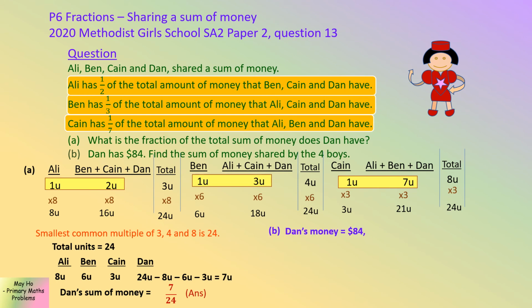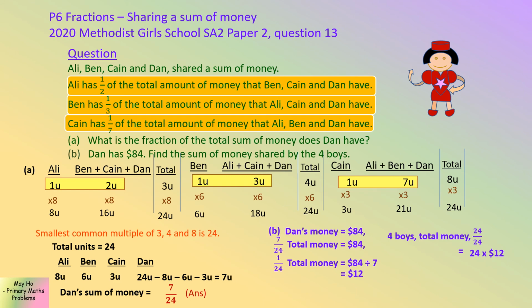Let's look at part B. Now part B, as we know that Dan's money equals to 84. That means 7 out of 24 of the total amount of money must be 84. So from here we can work out 1 out of 24, which will be 84 divided by 7 equals to 12. And we know that the 4 boys in total will be 24 out of 24. So that means it will be 24 times 12 equals to $288.